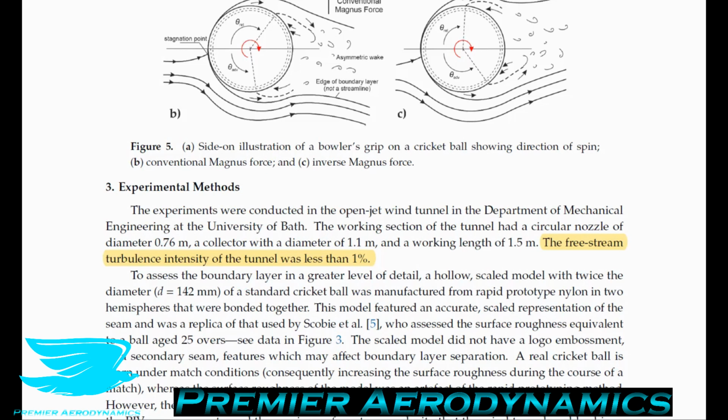So the free stream turbulence intensity is going to affect the transition. So that's going to affect the critical Reynolds number. It's going to affect laminar separation bubble formation. So that's also going to affect the aerodynamics of a cricket ball. So not only do you have the spin rates and the speeds of the cricket ball, but also the free stream turbulence intensity that the ball is being thrown through. That's going to affect the aerodynamics.